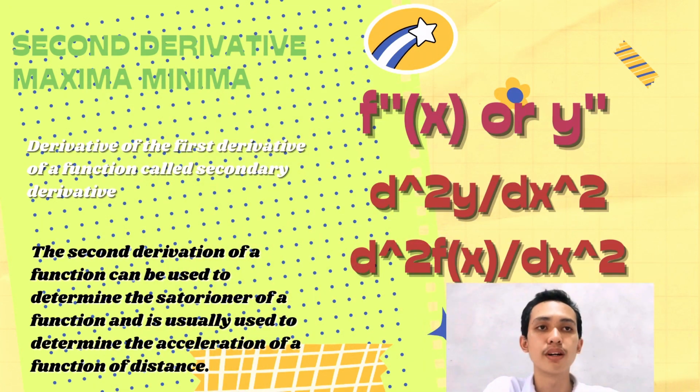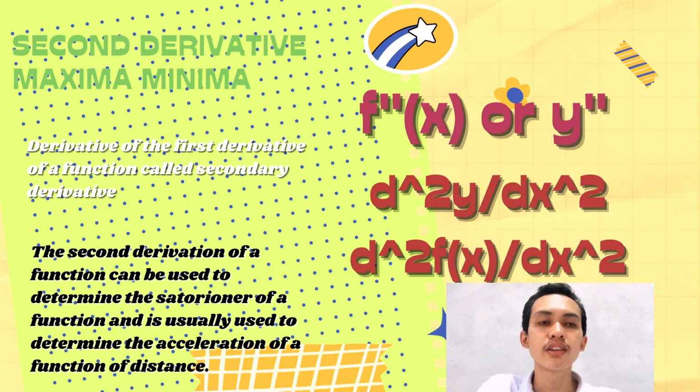The derivative of the first derivative of a function is called the second derivative, written as d/dx(dy/dx) = d²y/dx², or y''. Likewise d/dx(df(x)/dx) = d²f(x)/dx², or written f''(x).